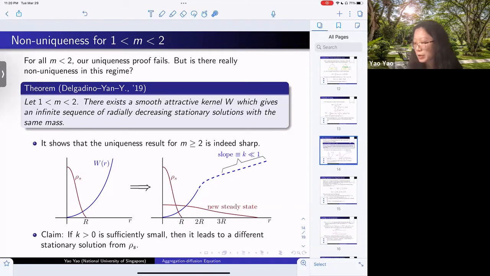So the way that we will modify this potential is that outside the radius 2r, we still want it to be a radially increasing potential, right? Otherwise, it's not surprising. There can be many non-trivial steady states, but that wouldn't be so interesting. So we want it to be still radially increasing with a slope that is a constant number k less than or equal to 1, and then smoothly transitioning in the region from 2r to 3r. So we claim that if this number k is a positive number that is sufficiently small, then such a potential will lead to a new steady state that is a lot flatter than the rho s.